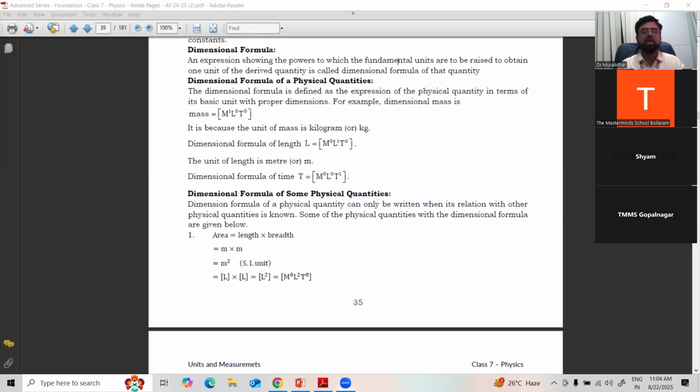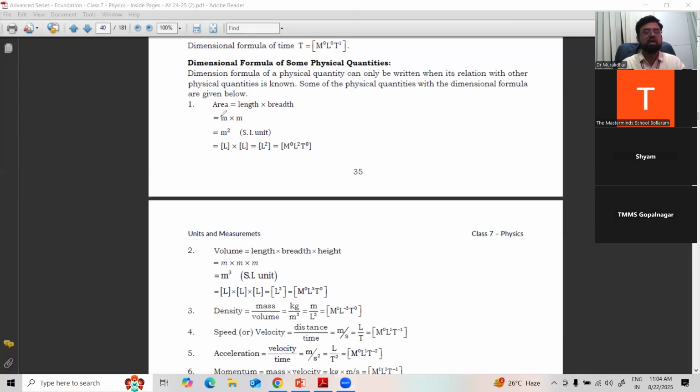Suppose you go for area. The formula for area is length into breadth. Length is L1, breadth is L1. That is equal to M0, L square, T0. This is called the dimension formula. This is called the dimension of length in area. If you ask, it is 2. 2 is the dimension of length in area.